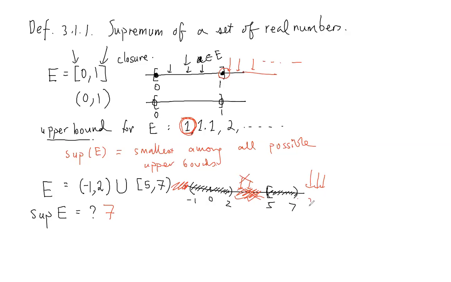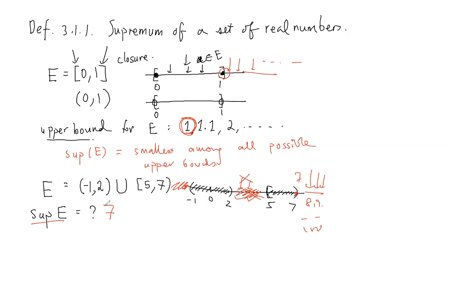There could be like 8, 9, or whatever, 100. Those are all upper bounds. But when we want to find the supremum, we want to find the smallest upper bound. So it turns out that it is 7. That's clear to everyone, right? It's actually not a very difficult concept.